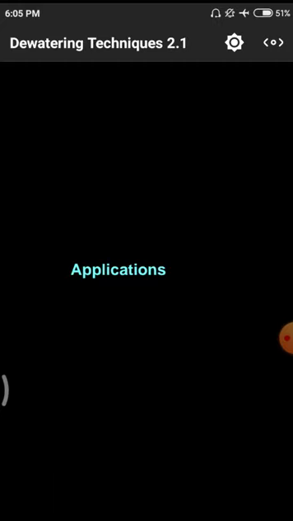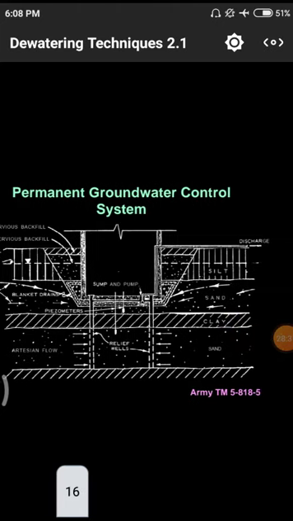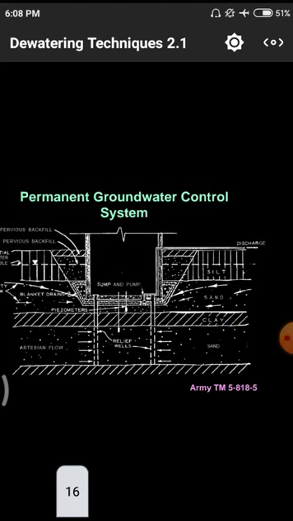And applications of these well point systems. What is the main place for the applications of these systems? Applications. This is the permanent ground control system.